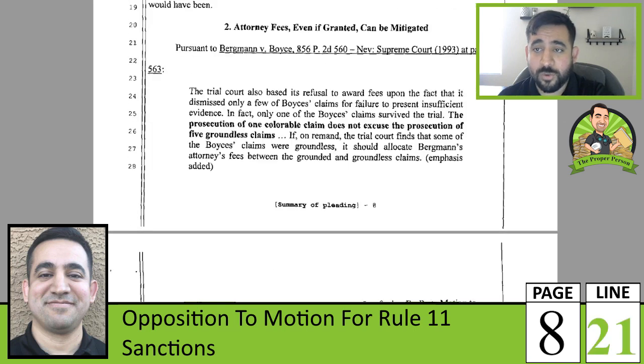We have attorney fee awards, even if granted, can be mitigated. And here I'm citing Bergman v. Boyce. This is a case which explains that just because somebody is found to have brought groundless claims doesn't mean that the court should assume all of the claims were groundless. Anyway, what this case does is it tells the court that if you're going to impose attorney fees as a sanction, you need to make sure that you pick apart the portions of the claims that are actually meritless. You don't want to punish them for everything. You just want to punish them for the ones that were brought without a reasonable basis. So I'm trying to say here that, hey, if you have a problem with what I've done, you should award attorney fees just on those specific things that I have done that are not reasonable. It's a good case.